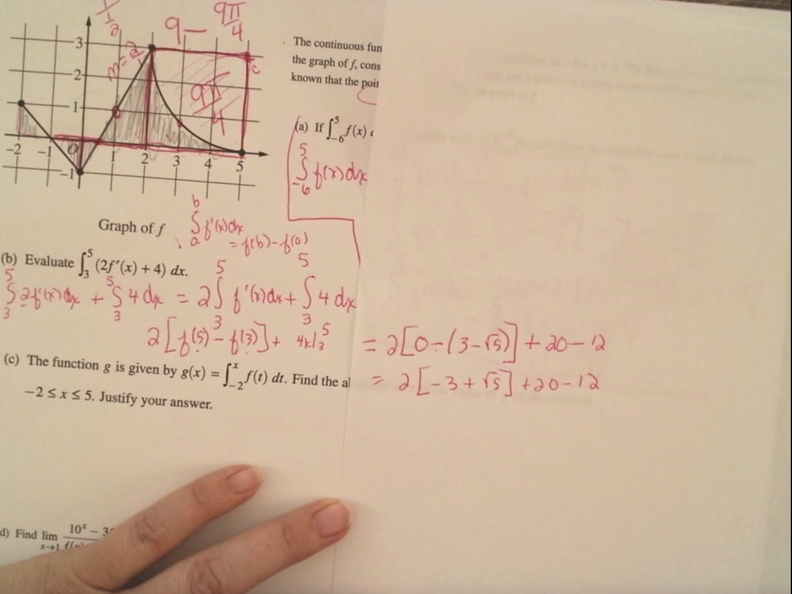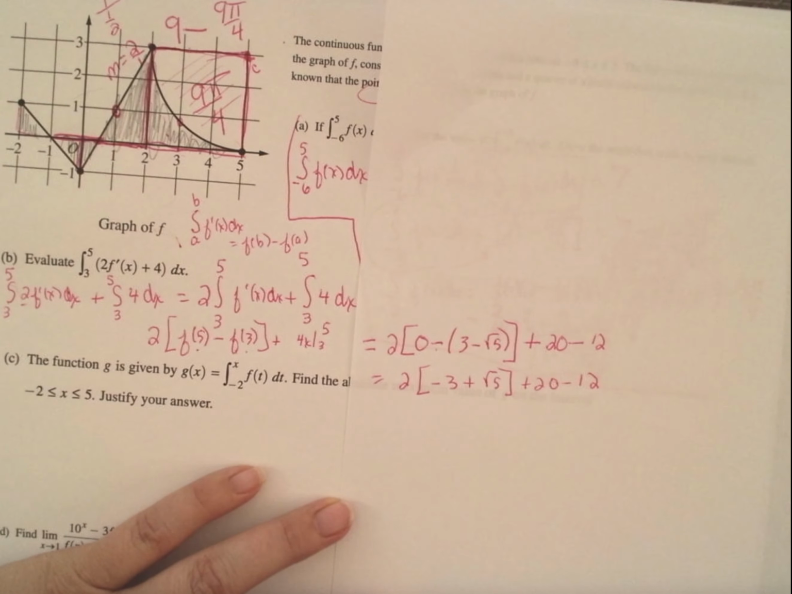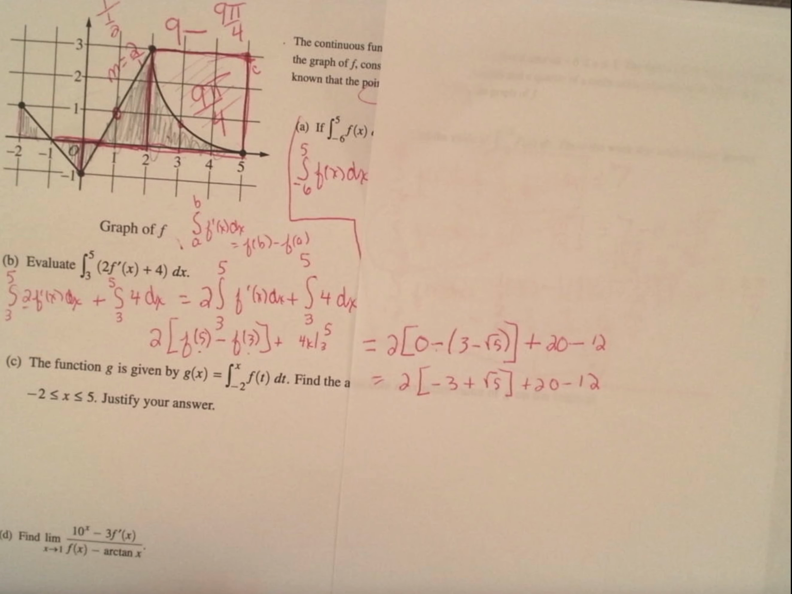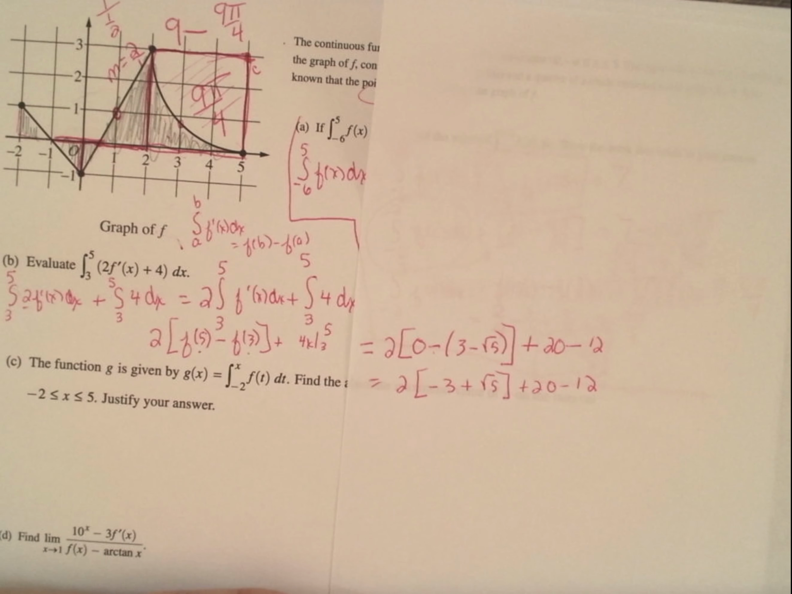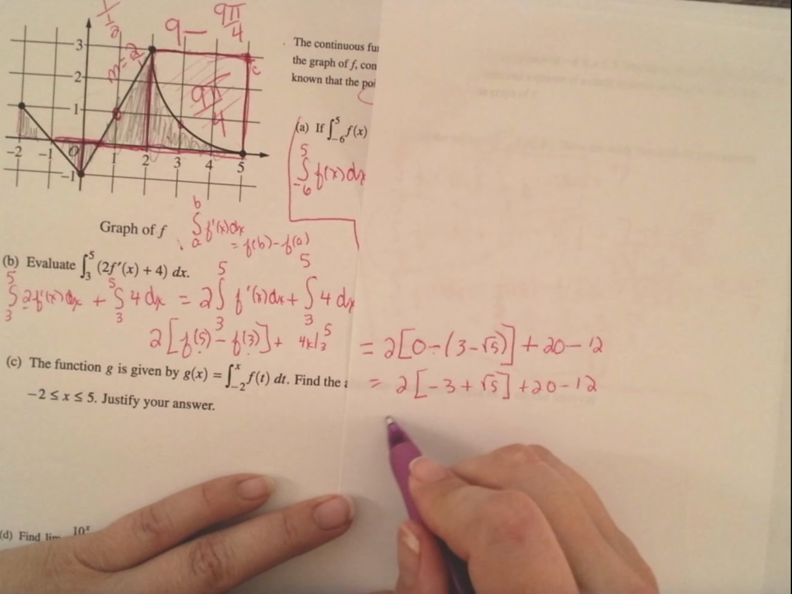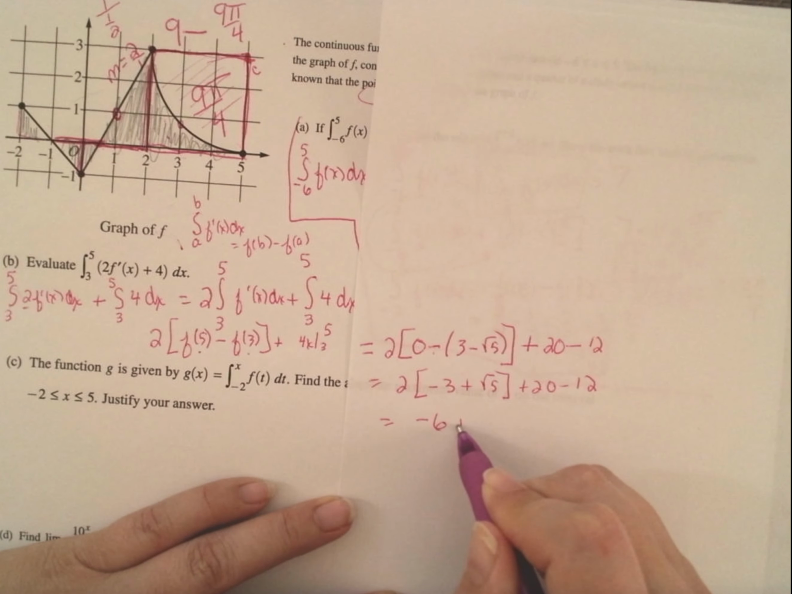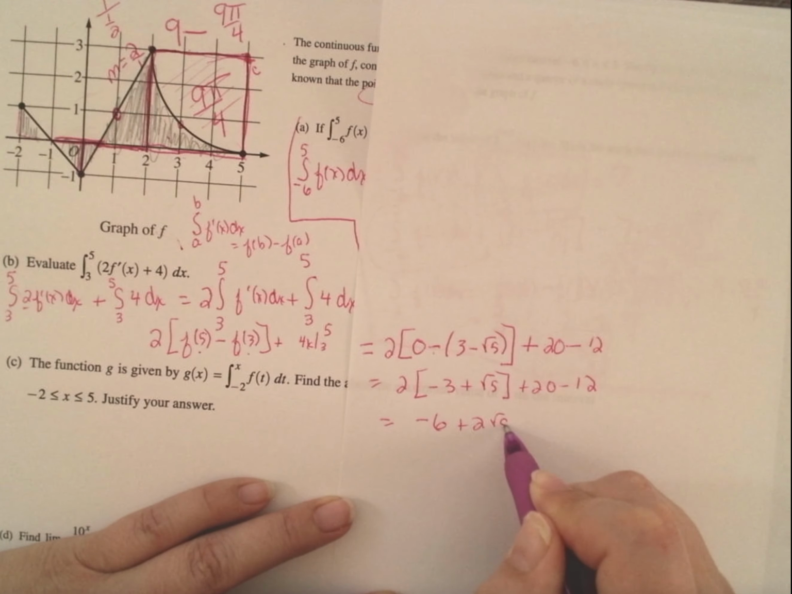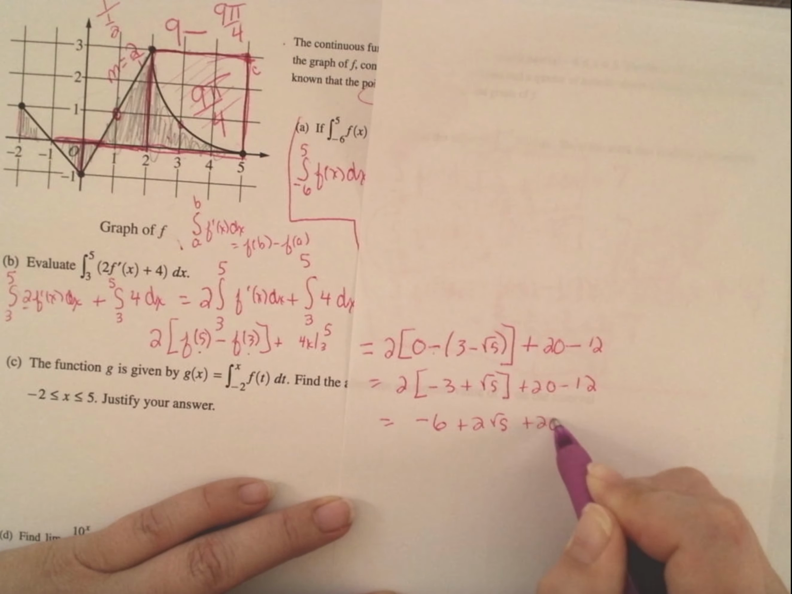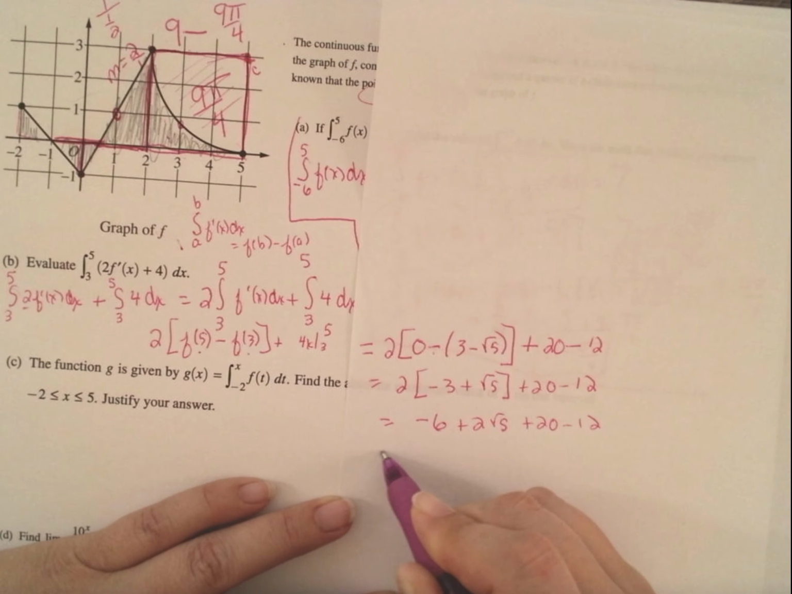Now right here, on your exam, you're going to have very limited time this year. You can stop right there. You do not have to finish this arithmetic. This is not an arithmetic exam. It's a calculus exam. So once you get down to all numbers, and actually I could have stopped back up here, you do not have to finish the arithmetic. Now if you did, I'm going to show you what you're going to get. You get negative 6 plus 2 radical 5 plus 20 minus 12.